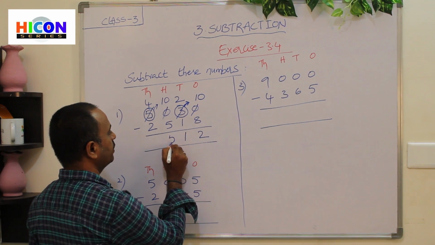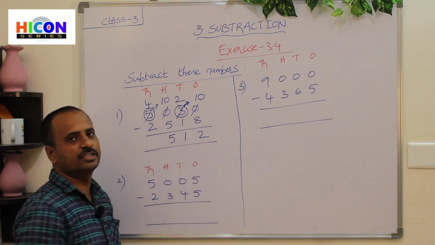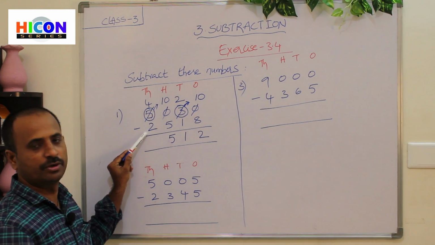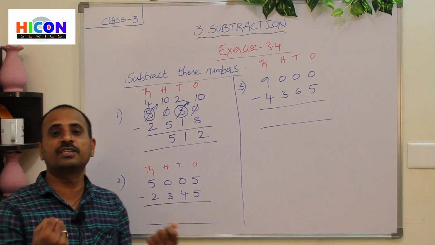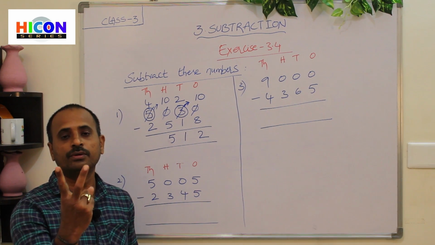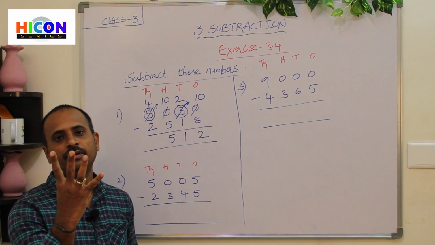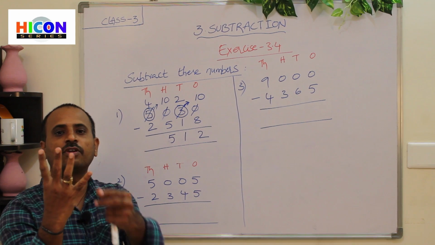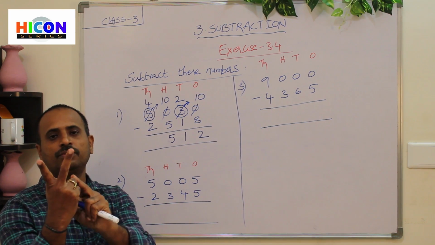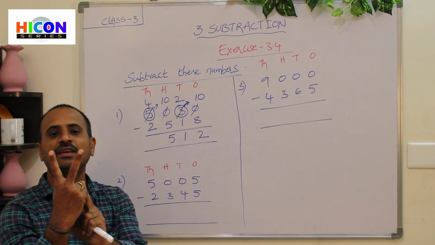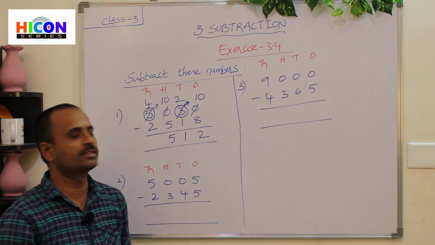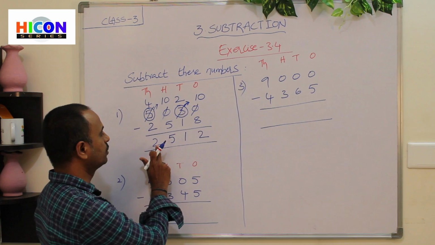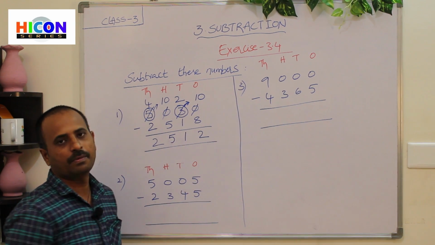So write 5 here. Next go to thousands place. So what is the first number? 4. And what is the second number? 2. So open 4 fingers of your hand. 1, 2, 3, 4. What is the second number? 2. So close 2 fingers among these 4 fingers. That is 1, 2. So children, how many fingers are remaining? 2 fingers. So write 2 here. So children, this is the answer, 2512.